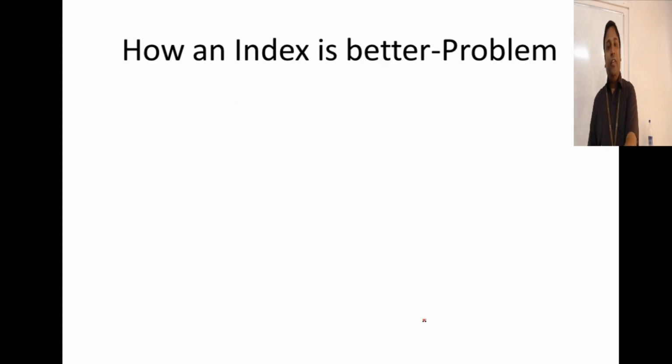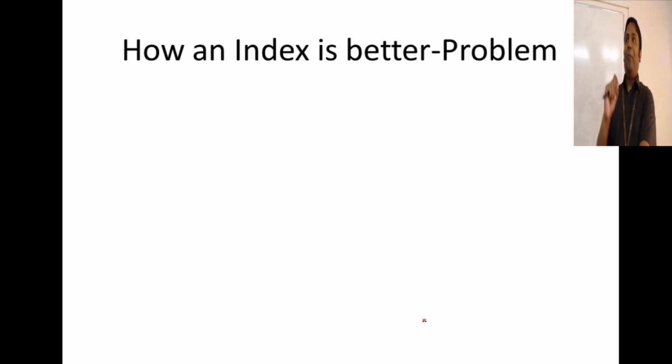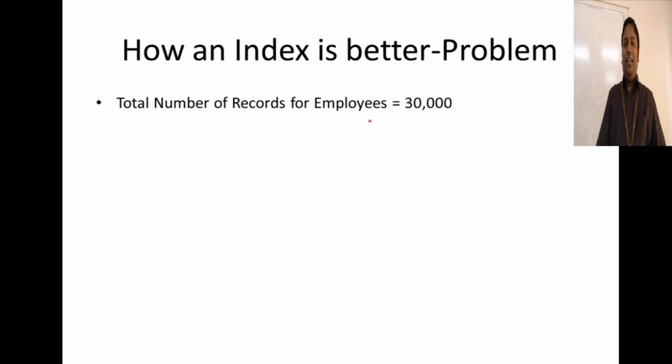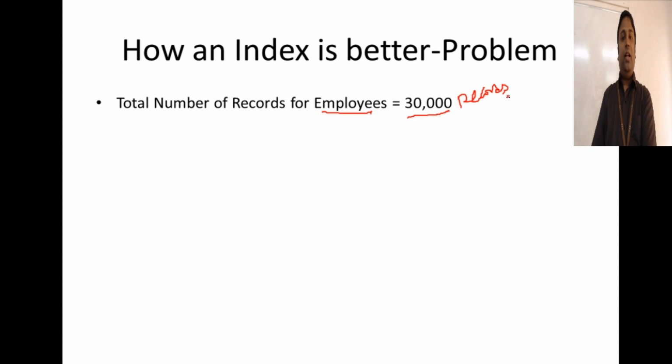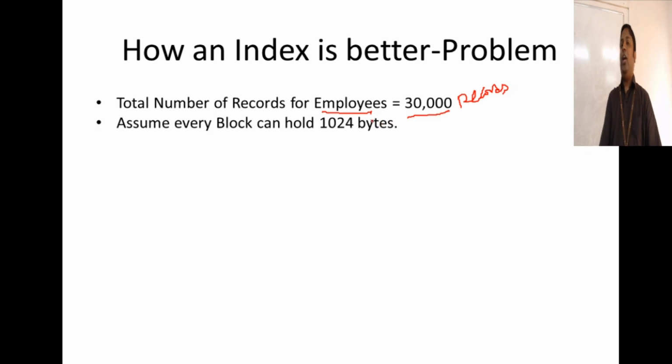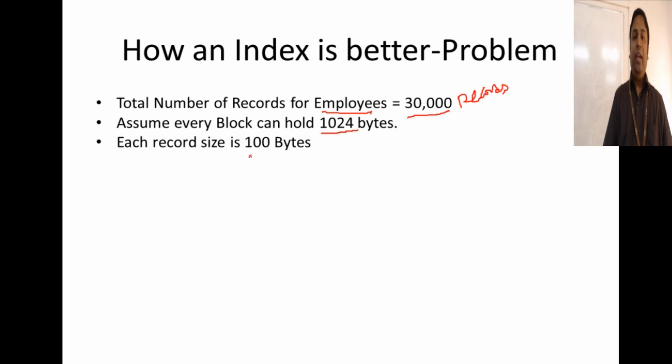So for that, we are going to take up a problem now. We are going to take some numbers here. I want you to note down these numbers and give me the answers. Let us consider an employee table containing how many records? 30,000 records. These are the actual records on the blocks. And let us consider every block can hold how many bytes? 1024 bytes. That is the block size. And what is the length of every employee record? Say there are 30,000 records. The length of every employee record is assumed to be 100 bytes.